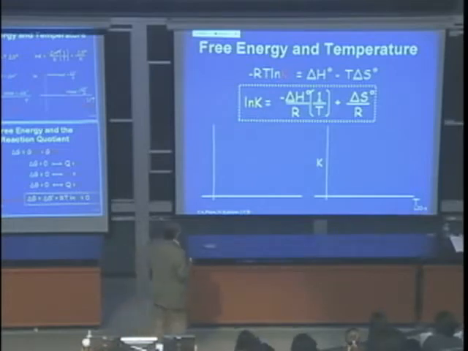And so what is this? This is the equation of a line, essentially. And the equation of a line is y equals m times x plus b, where m is the slope, and b is the intercept here.